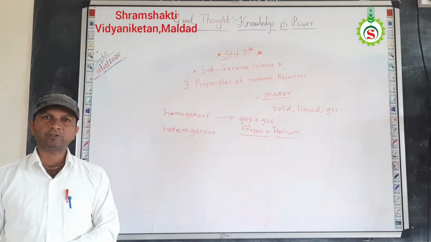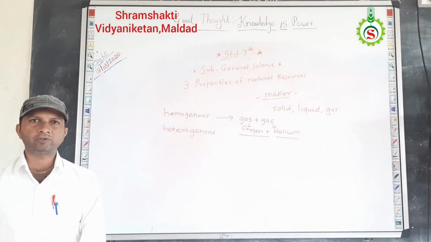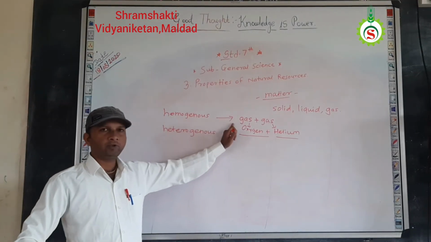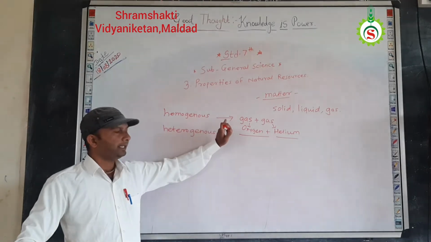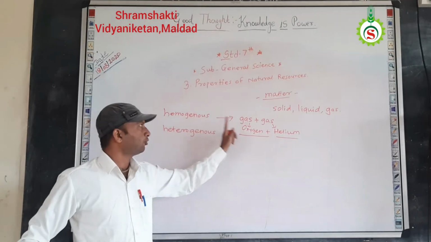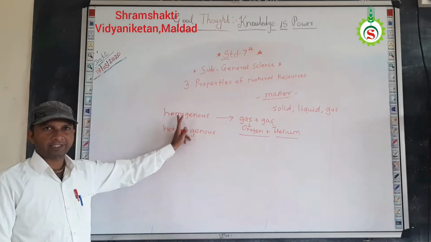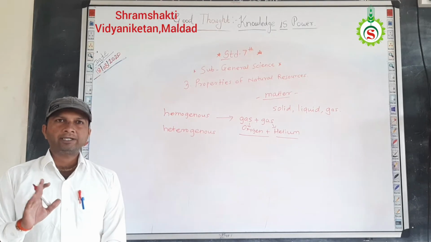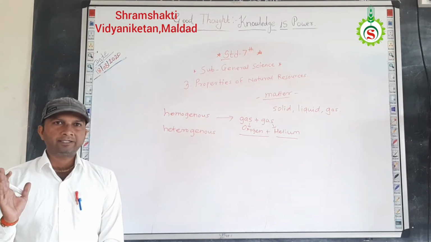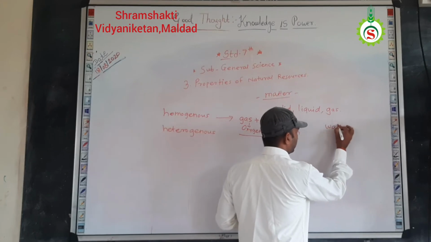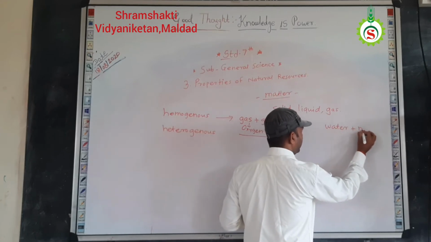Carbon dioxide is also in gaseous form. Nitrogen is also in gaseous form. So all the constituents present in the air are in the same state of matter, that is gas. Therefore it is called a homogeneous mixture. For example, when we add water to milk, it is also a homogeneous mixture: water plus milk.